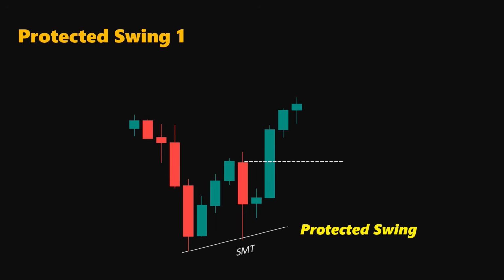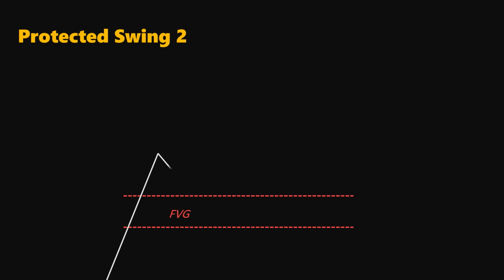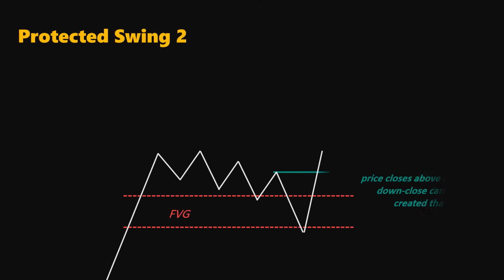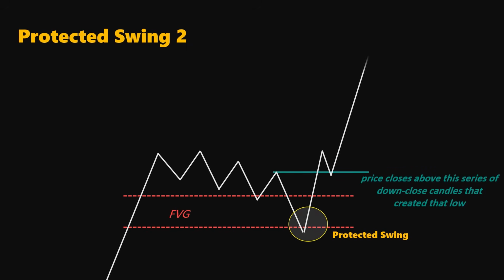Now, the other type of protected swing comes from a fair value gap. In the first examples, we looked at highs or lows being swept. Here, price moves into a fair value gap, and I identify the low formed there. Then, I find the series of down close candles that created that low. Once price closes above this level, I anticipate the low will hold if the trend is going to continue higher. So, let's jump into an example.